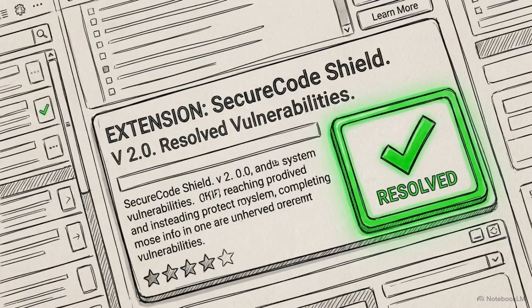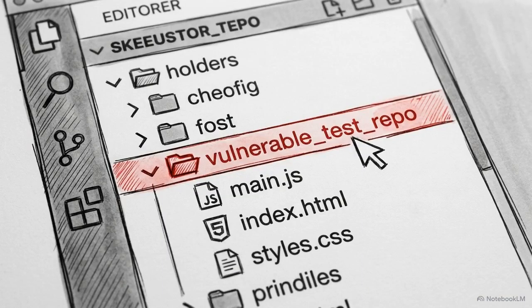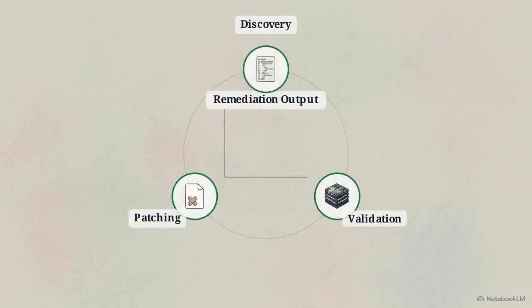To follow along with this workflow, you will need the Codex Security plugin installed in your IDE and access to a vulnerable test repository. Integrating AI into the remediation loop allows security teams to address these vulnerabilities at a scale that matches the speed of modern discovery.